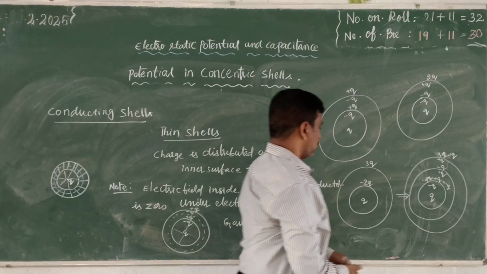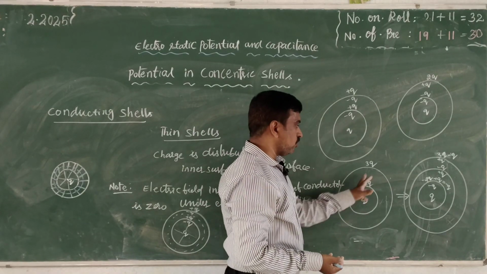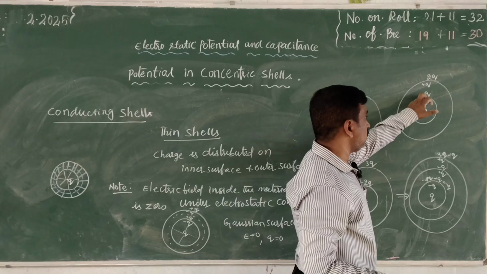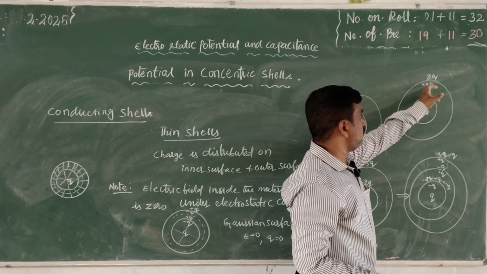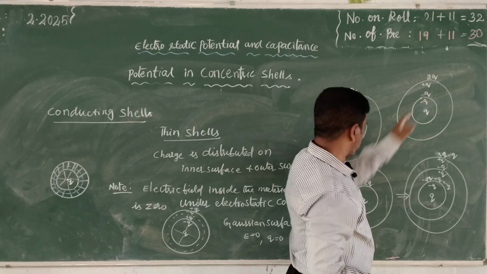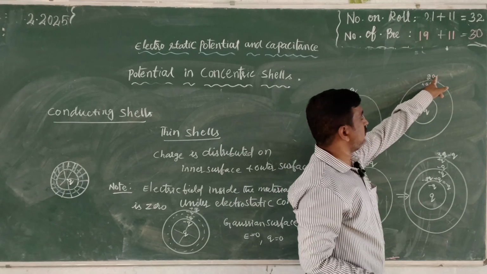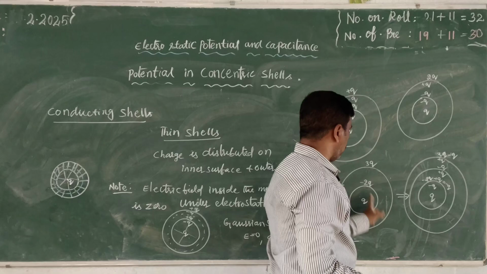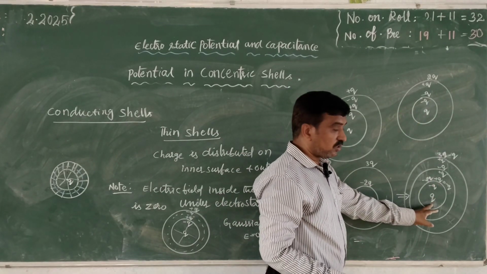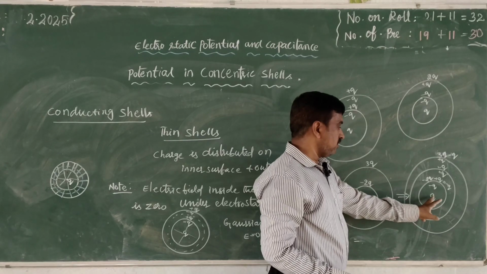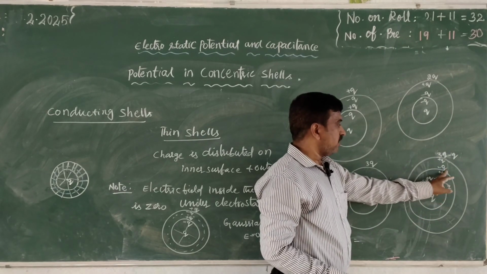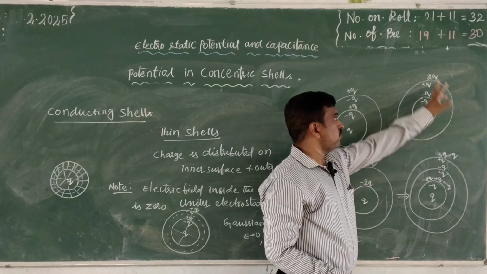So for this q, minus 2q, 3q, how is it distributed? Inside q is there, on the inner surface minus q, on the outer surface minus q, this one plus q, here 2q. Again add q here, minus q 2q, here plus q, and 2q 3q. On this surface 3q is there, on this surface 2q is there, here q is there. So the charge distribution will happen like this: q, minus q, minus q, plus q, minus q, plus q, here 3q minus q 2q.